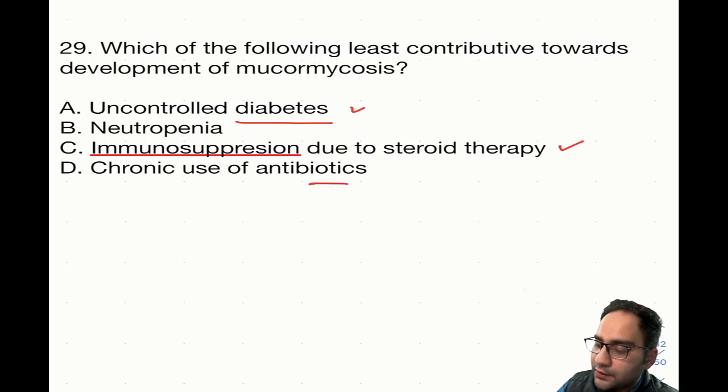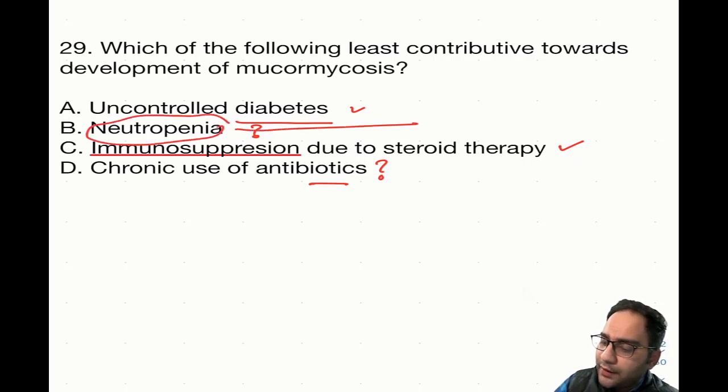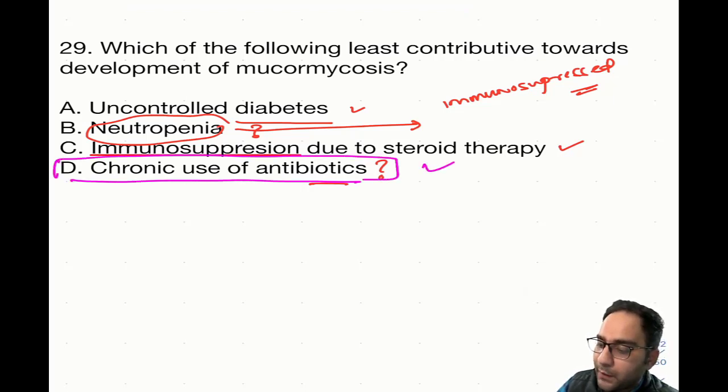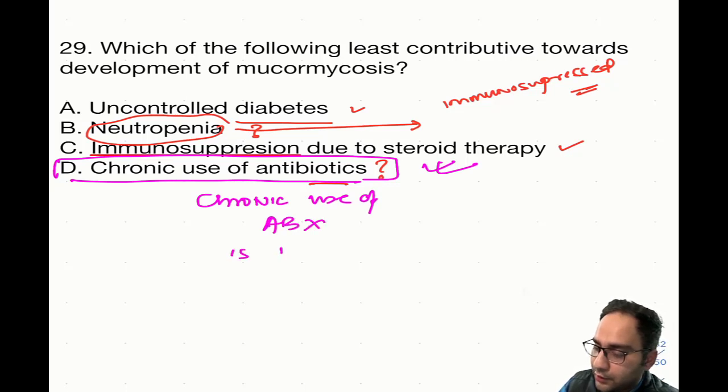So we are left with two options, either chronic use of antibiotics or neutropenia. What you need to realize is that if there is neutropenia, that means the patient is immunosuppressed, so they are at risk of developing mucormycosis. So automatically by exclusion, you can rule out these three options and you are left with option D. Your answer to this question would be chronic use of antibiotics is not a risk factor for development of mucormycosis.